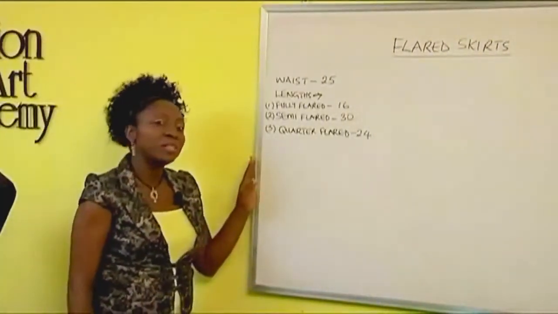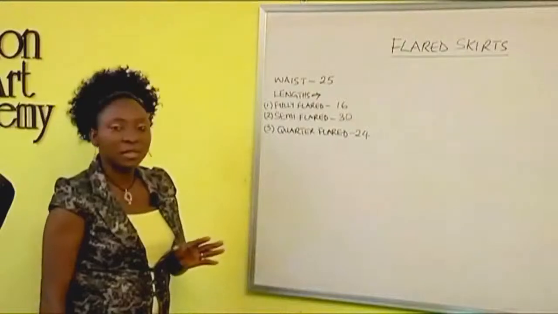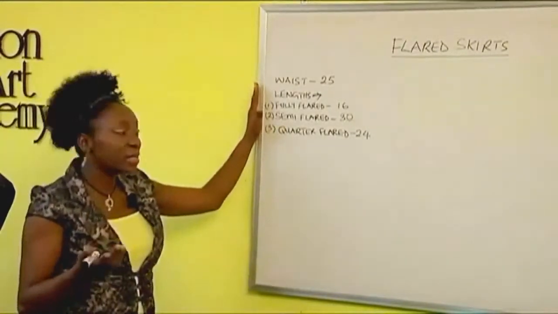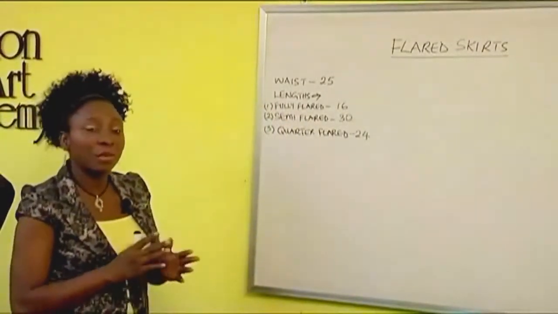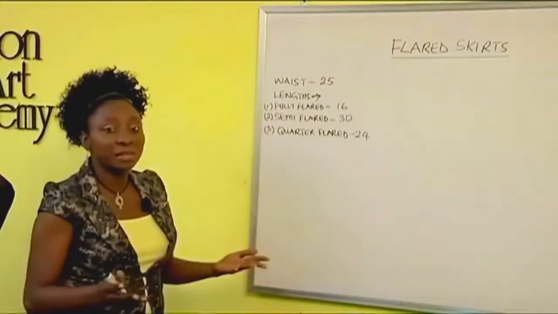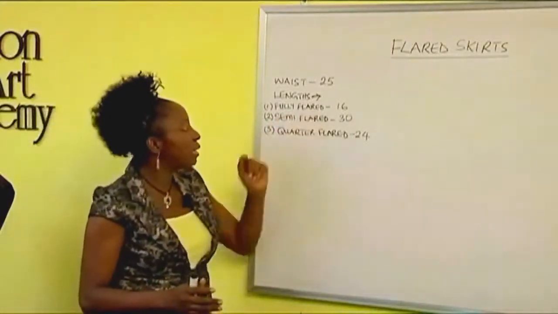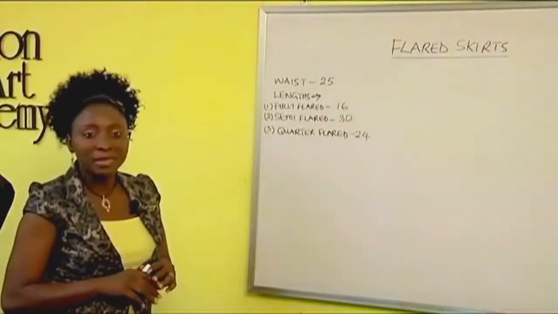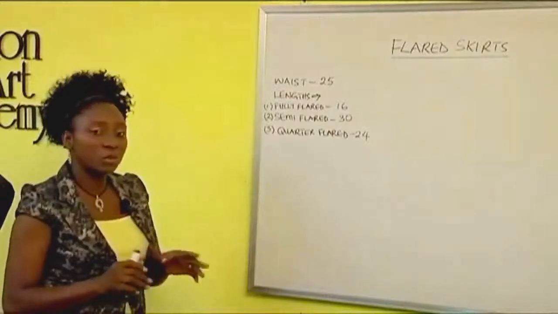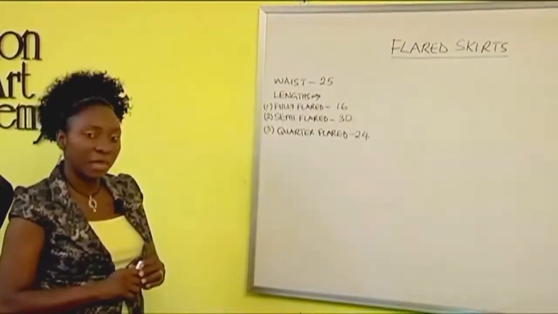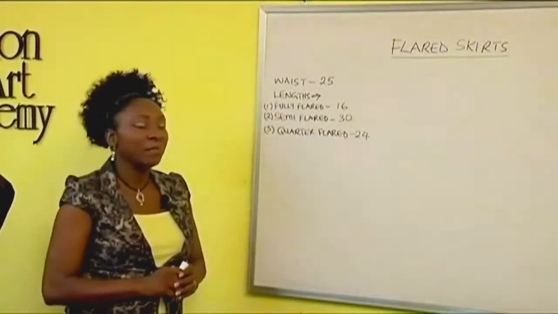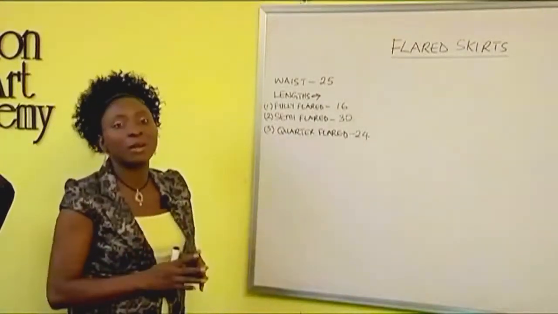These are the measurements we're going to use to make our skirts. Now we have the waist, which is a known measurement. Our waist is 25 inches. That's what we're going to be using to make the skirt. Now we have three different lengths here to practice with. We have our fully flared length here. We're going to use a mini length, which is 16 inches. Then we have the semi-flared length. That's going to be quite long. We're going to use 30 inches for that. Then we also have the quarter flared that we're going to use as 24 inches. We have these varied lengths so that you can play around with them.